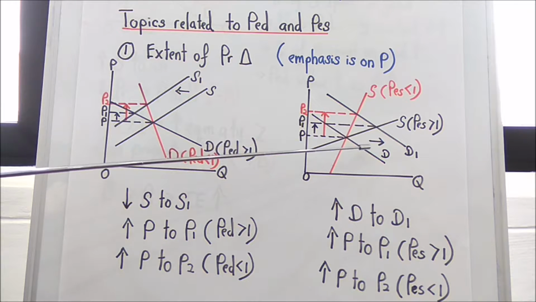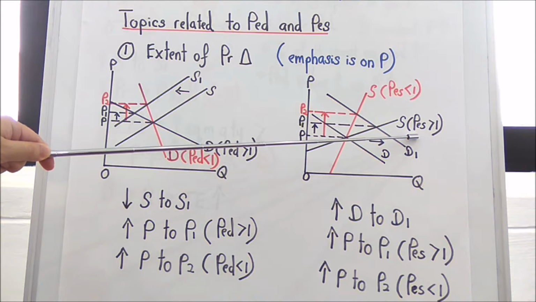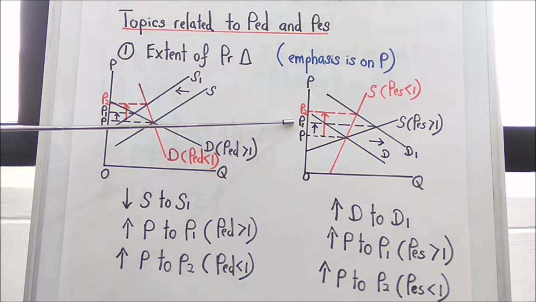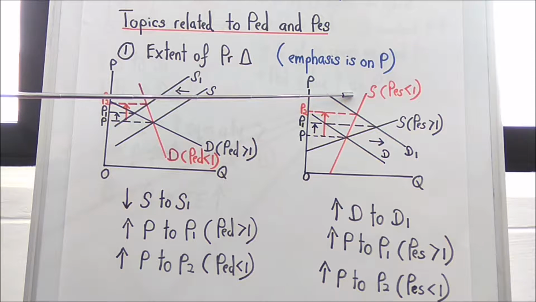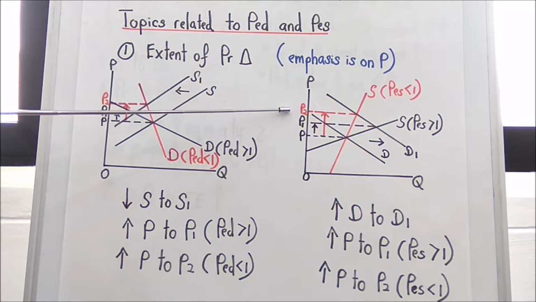And whenever there is an increase in demand from D to D1, if the PES is more than 1, the price increase will only be from P to P1. However, when PES is less than 1, the slope of the supply curve will be steeper and the price increase will be greater from P to P2.